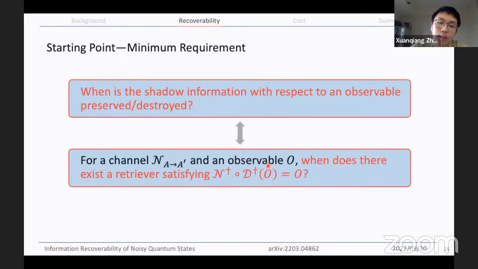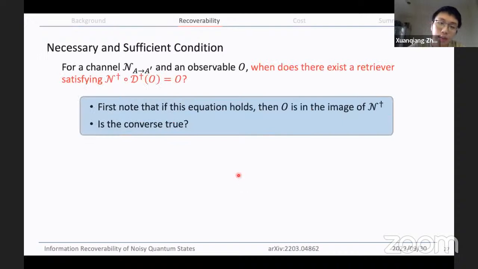So now the question is, when does there exist such a retriever D such that the minimum requirement is satisfied? We first know that if the requirement holds, then the observable O must be in the image of N dagger, because we can see D dagger O as a whole, as the input to the map N dagger, and then the observable O is just the output of it. So O is in the image of N dagger.